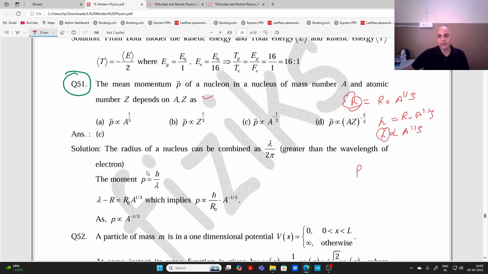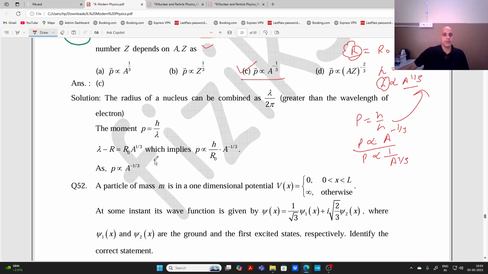So the momentum P is equal to h upon lambda. Obviously P is inversely proportional to A power 1 by 3, or I can say P is directly proportional to A power minus 1 by 3, because lambda is directly proportional to A power 1 by 3. It is the correct answer: the mean momentum of a nucleon inside the nucleus. This is the way of solving this question.